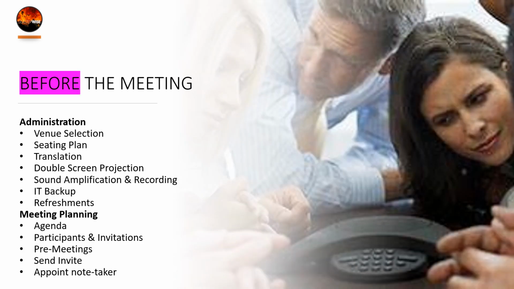Now I'll just run through the before, during and after a meeting. Before the meeting, this is when all the hard work is really done. From the administrative point of view, you've got to select the venue. A university hall is good, a hotel room is equally good, all have to be paid for. The seating plan, as I was hinting at earlier, circular is good. Translation services, there are all sorts of different ways of doing this, but they must be there.